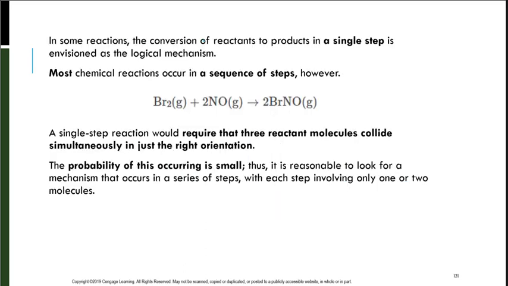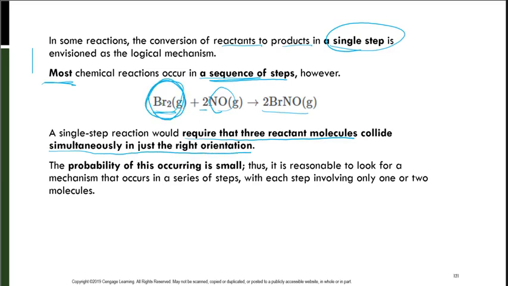In some reactions, the conversion of reactants to products happens in a single step, and that's envisioned as the logical mechanism. Most chemical reactions occur in a sequence of steps. Let's look at this one right here. Br2 plus 2 NO molecules to give me this product. A single-step reaction would require that 3 reactant molecules collide simultaneously in just the right orientation. 1 Br2 molecule and 2 NO molecules would have to collide at the same time and in the right orientation.